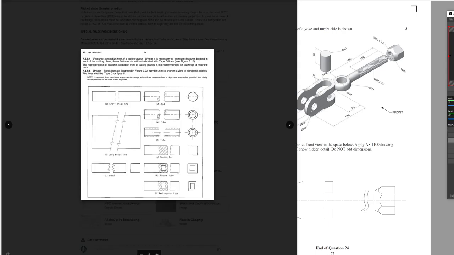I'll just quit. Okay, so we've got the Australian standard on brake lines. Is their brake line meeting that? I guess I would have shown brake lines like this, but who am I? When I've written an HSC paper, then I can talk. Anyway, we'll go back to the question.